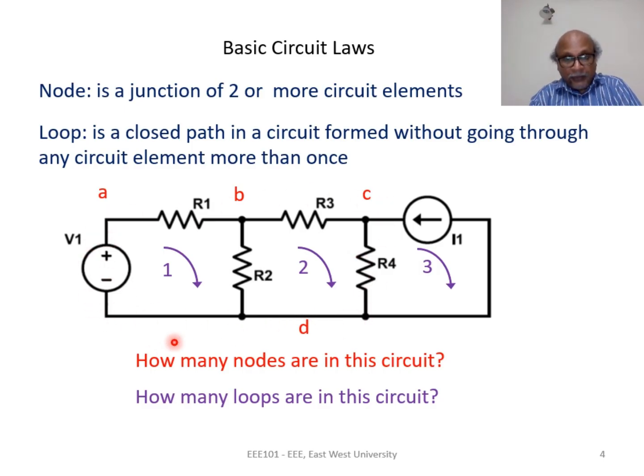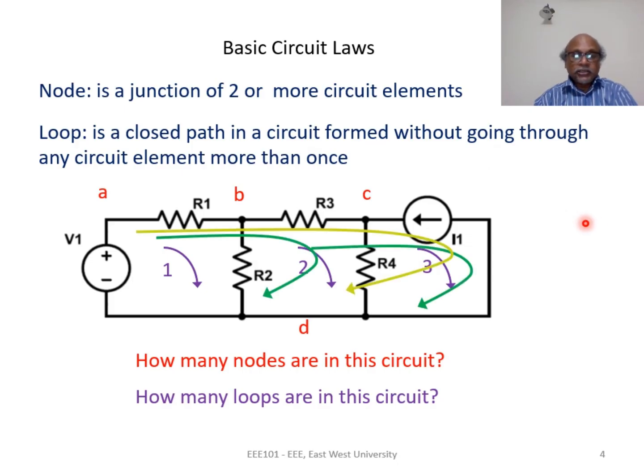We can get another bigger loop by combining loop 2 and loop 3. B, C, go through the current source to D, return to B through R2. This is another bigger loop. So we identify two more bigger loops. Is there any other loop? Actually, there is one more. We can combine all three loops together. A, B, C, go through the current source to D and return to A through the voltage source. This combination of three loops is another loop.